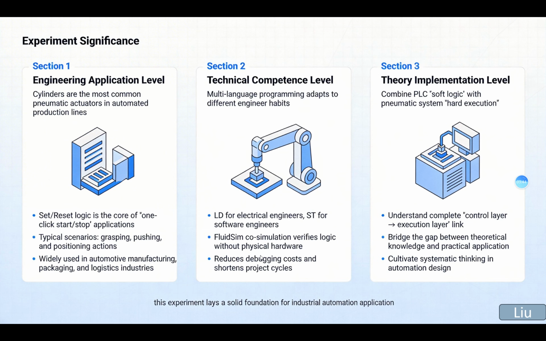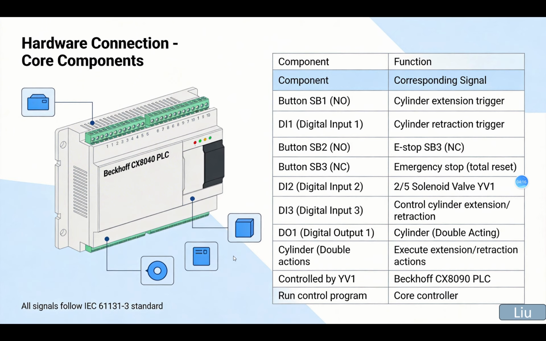Section 3 is the practical implementation level. Combine PLC soft logic with pneumatic system hard execution, and understand completely the control layer to the execution layer link. Bridge the gap between theoretical knowledge and practical application, and cultivate systematic thinking in automation design.